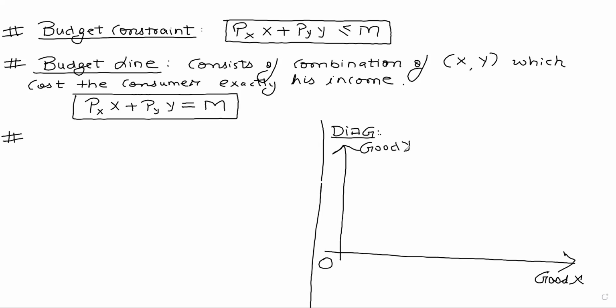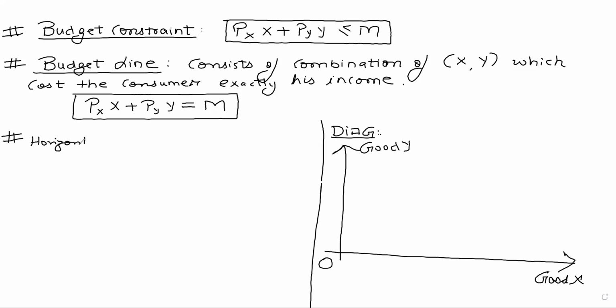Okay, but understand our concepts and our analysis will not change if I switch the axis. That means if I take good Y here and good X here, it is not going to make any difference in terms of conceptual understanding. But in my lectures, I will prefer to take good X on the horizontal axis, good Y on the vertical axis. But if you look at the book Mankiw, which we are following for this course, Mankiw takes good X on the vertical and good Y on the horizontal axis.